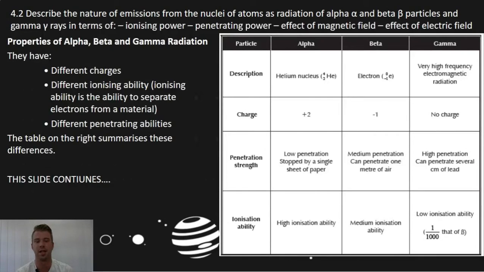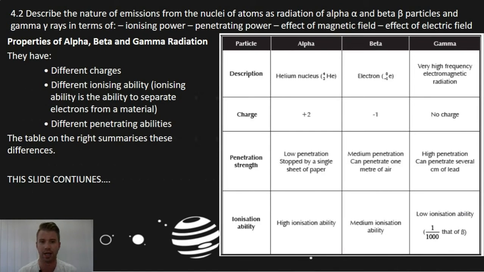4.2. Describe the nature of emissions from the nuclei of atoms as radiation of alpha, beta, and gamma rays in terms of ionizing power, penetrating power, effect of a magnetic field, and effect of electric field. So on this slide here, I've got a table on the right hand side that I'd like you to copy down in your books. The key thing here in the table is there's both penetration strength and ionization ability. So that's looking at 2 out of the 4 sub-dot points in this 4.2.